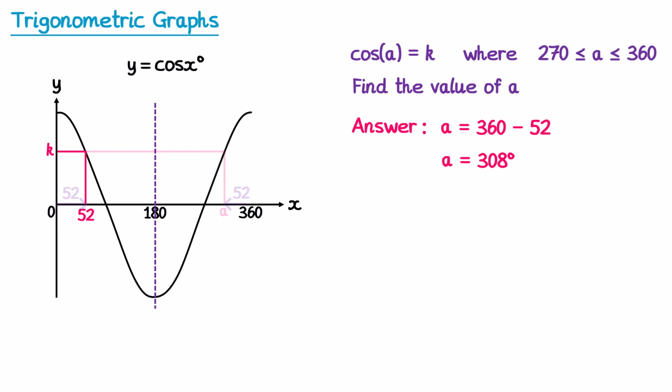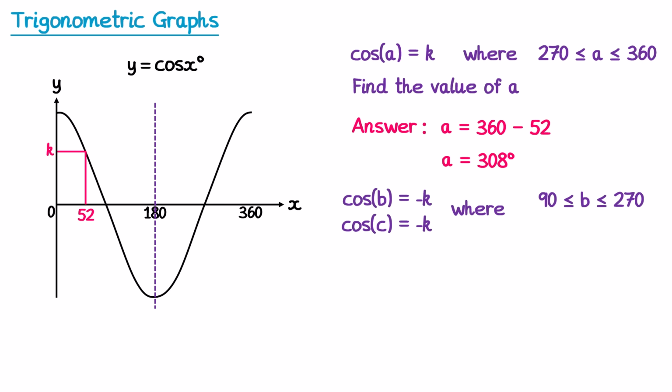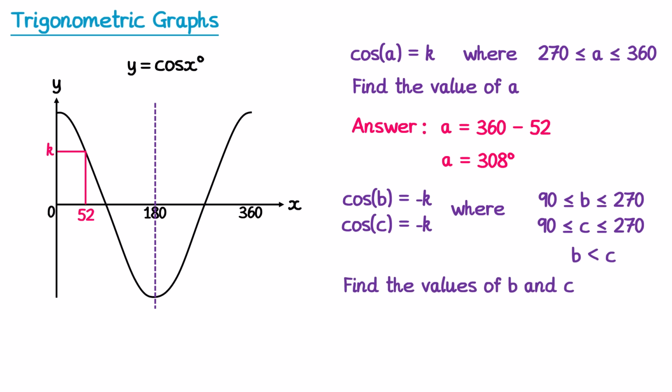Now let's try a second part to this question. So we've got cos of b and cos of c being negative k, and we've got these inequalities again. We're told that b is in between 90 and 270, and so is c, and b is less than c, and we need to find their values. So just like before on the sine one, we're going to mark on negative k, and draw a horizontal line, and you can see the two solutions here. So these must be the values of b and c.